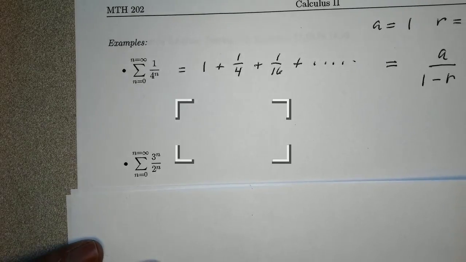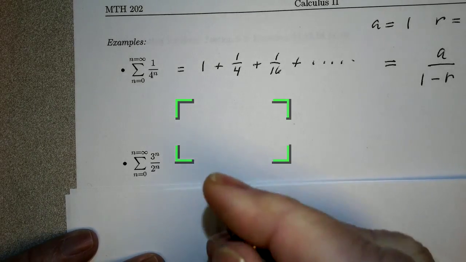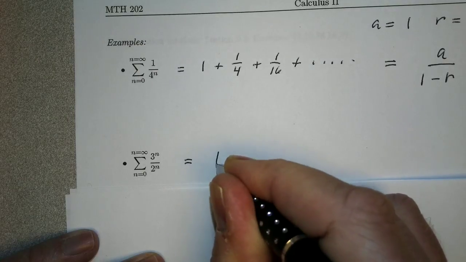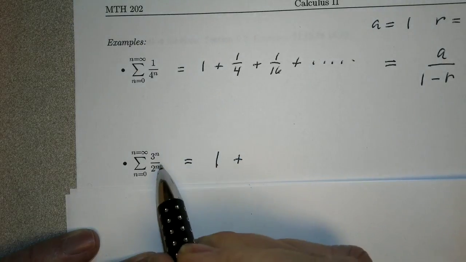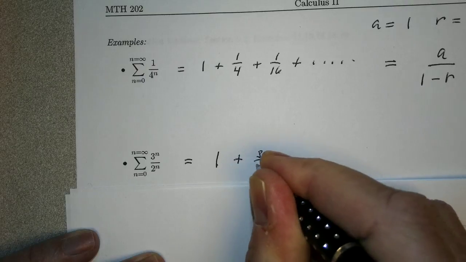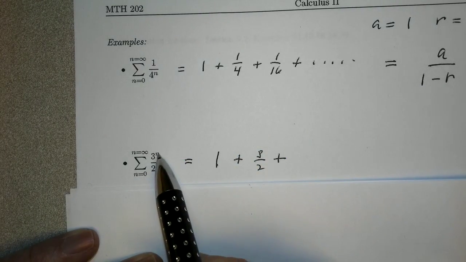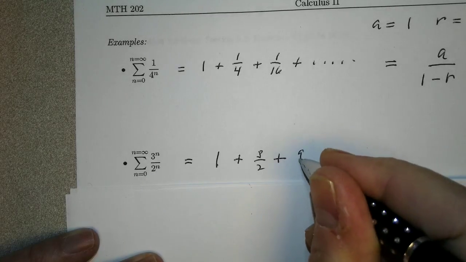The sum from n equals 0 to infinity, 3 to the n over 2 to the n. When n is 0, we would get 3 to the 0 over 2 to the 0, which is 1. If n is 1, we would get 3 halves. If n is 2, we would get 9 over 4, and so on and so forth.